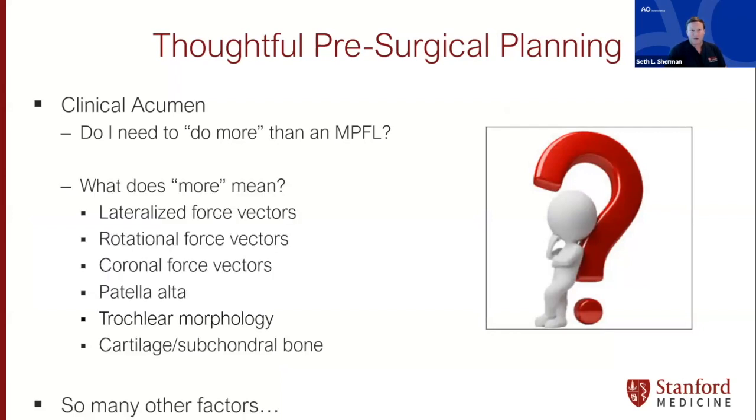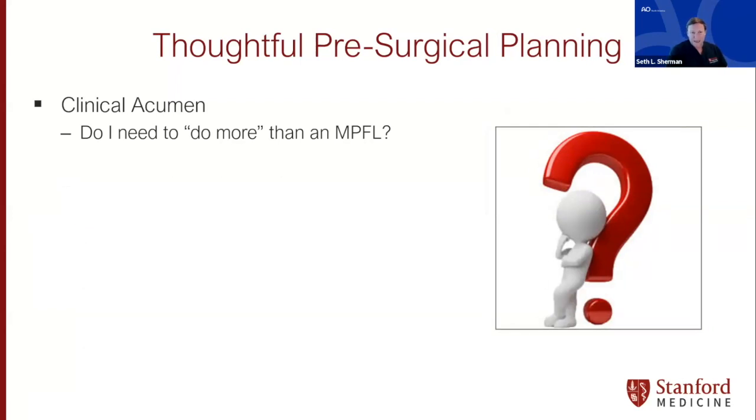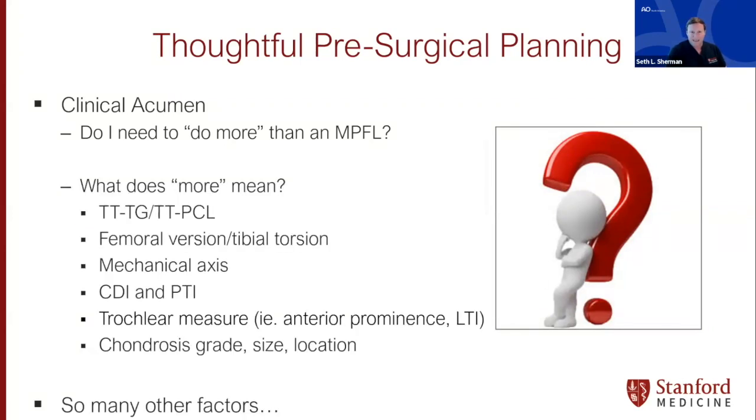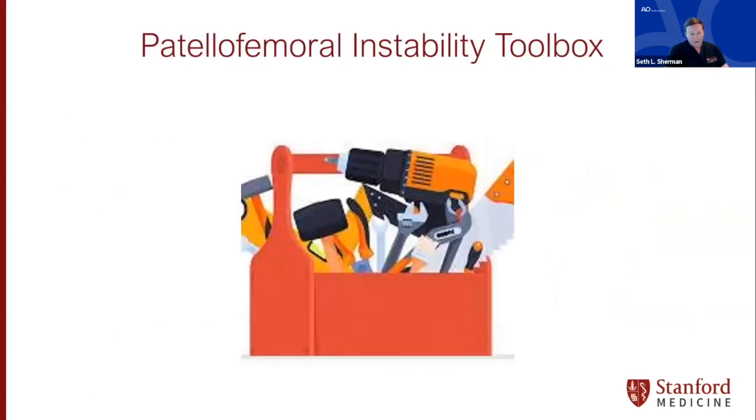And then we think about force vectors, lateralized, rotation, coronal, alta, trochlea morphology, cartilage, subchondral bone, so many other factors, so many patient factors. And then we use our images and we measure precisely. And I measure all of these things on the screen every single time before I make decisions. So it's really a checklist and an algorithm, systematically going through and asking myself when I need to do more than soft tissue balancing. So now we'll go through the patella instability toolbox.